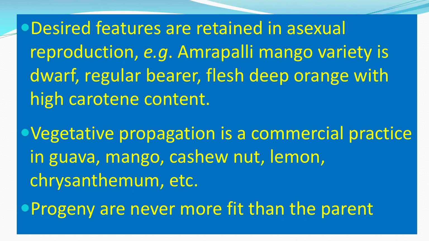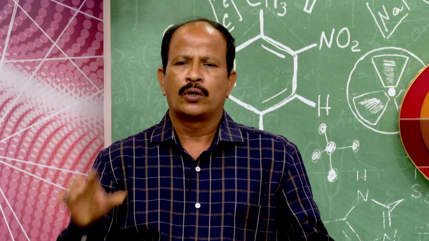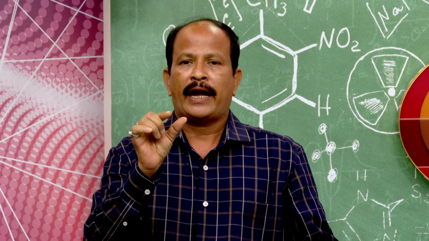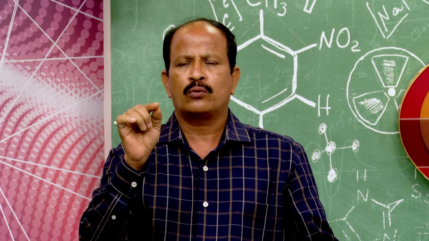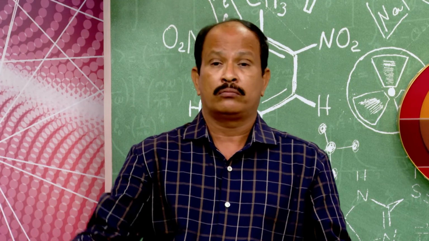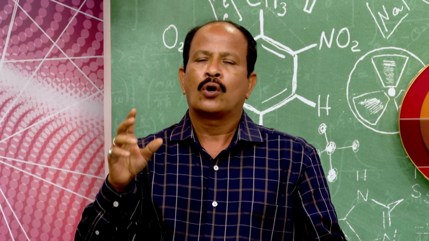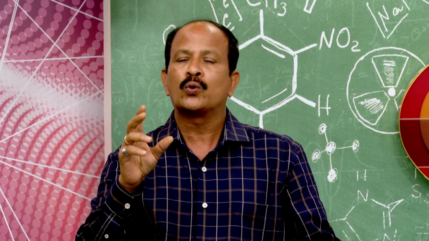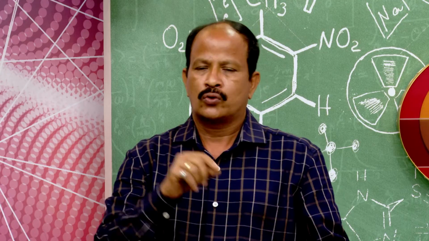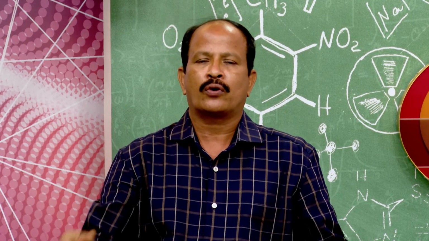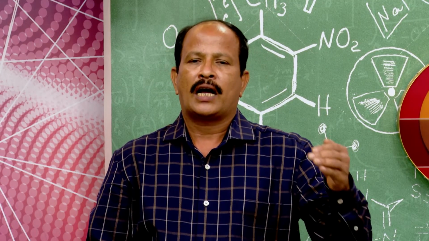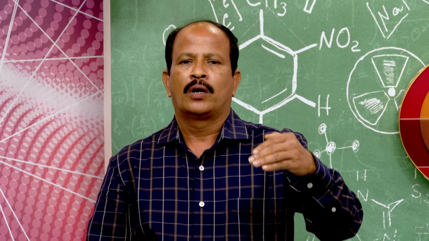I want to give you an example of Amrapali mango, which is a short variety mango. We are acquainted with this mango. This is a short plant with very good pulp, and its carotene content is around 2 to 3 times higher than any other mango. So, many desired characters are retained in this. So, horticulturists do not want to lose this. So, that is why they go for grafting as a means of propagation of these plants.